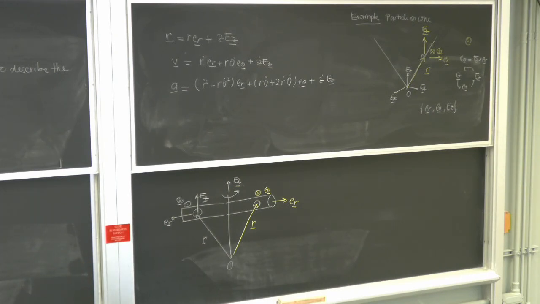Let me think of an example. I have a pulley, and I have two masses A and B connected by the pulley. This is a massless pulley, and A and B are just moving up and down. So how many degrees of freedom does this system have? 1. Who said 1? Why? Because the string will always be the same length and they move up and down.